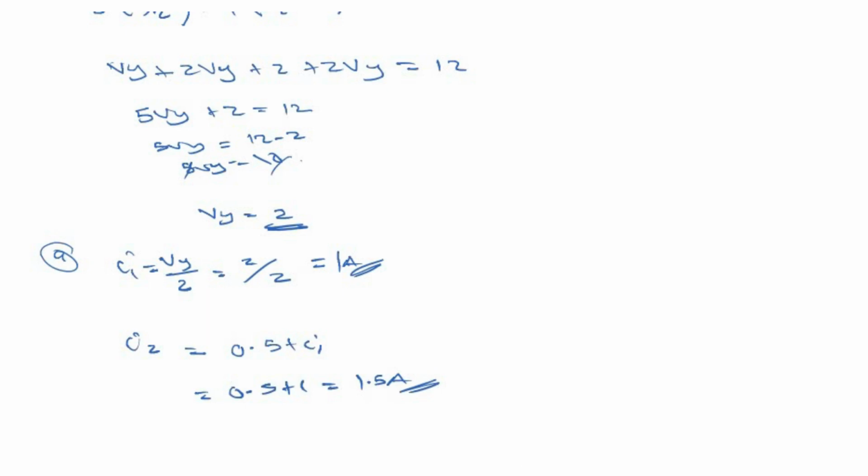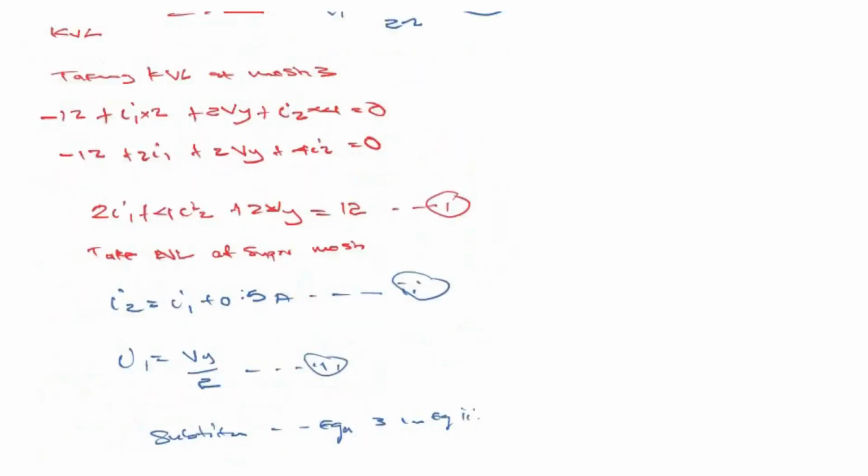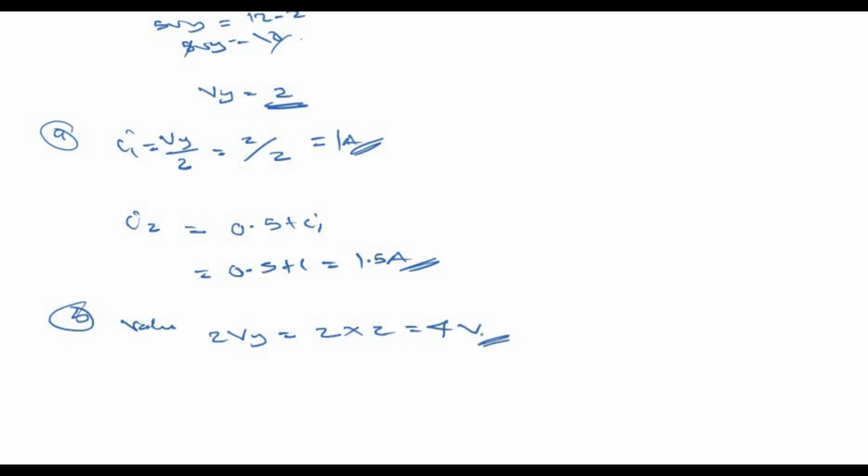So now going back to the question, the B part, we are asked to find the value of the dependent source. You can see the dependent source here. This dependent source is given by 2Vy. So therefore the value of our dependent source, the B part, which is 2Vy, is equal to 2 multiplied by our Vy, which is 2, which is equal to 4 volts. So our dependent source is 4 volts, and our I1 is 1 ampere, I2 is 1.5 ampere.